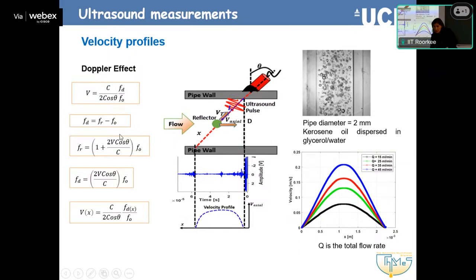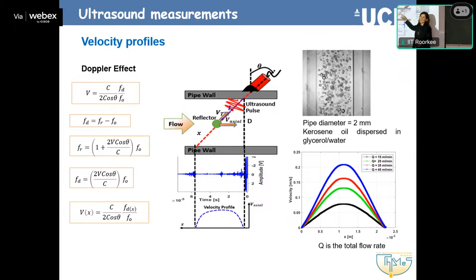The next one, again, I'm not going to go a lot into the theory. This is based on the Doppler effect. This is something we are trying to do better now. But again, it is the same channel we had before with the impinging jets. We now have two sensors, one transmitter and one receiver on the opposite side. And here we combine two pieces of information.